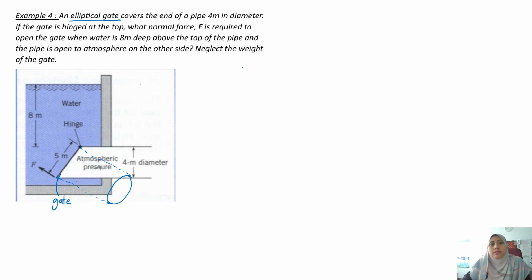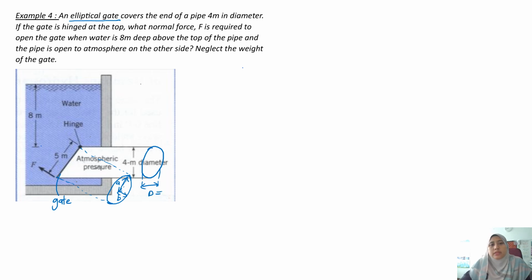Alright. So in the ellipse, we have this center. From the center to the top, I put it as A. From the center to the side, I put it as B. So this B has to follow the diameter of the pipe, because the elliptical gate is used to cover the end of the pipe. So it must follow the radius or the diameter of the pipe.